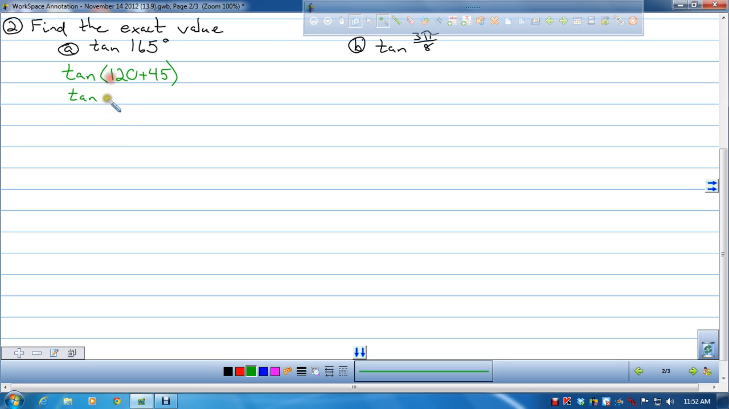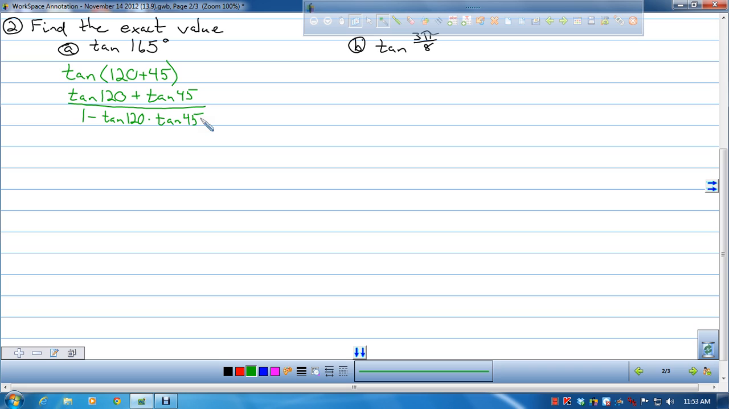Tangent of my alpha, which is 120. Remember the one in the numerator matches, so plus the tangent of 45 over 1. Remember this sign is the opposite of what I've got there, so minus the tangent 120. And remember that I am multiplying down here, so that minus the tangent of 120 times the tangent of 45.